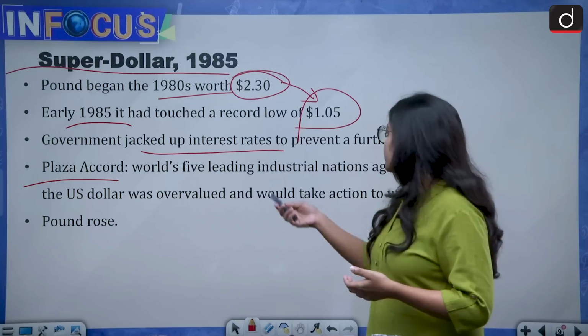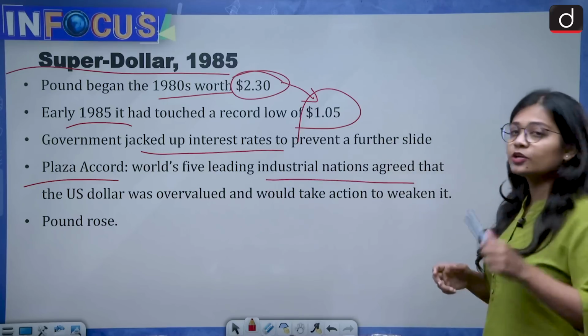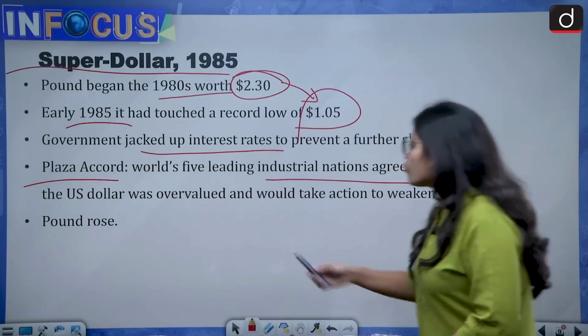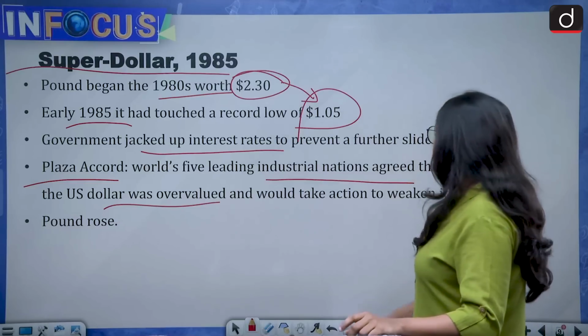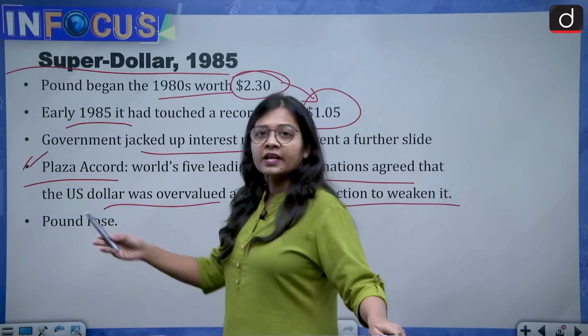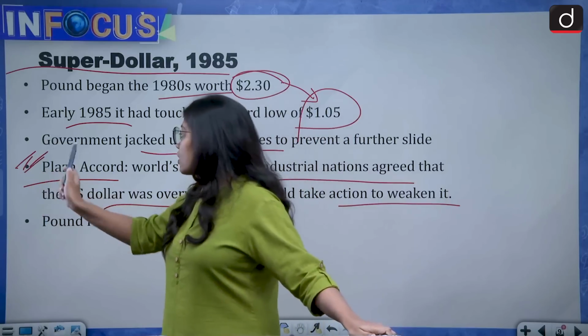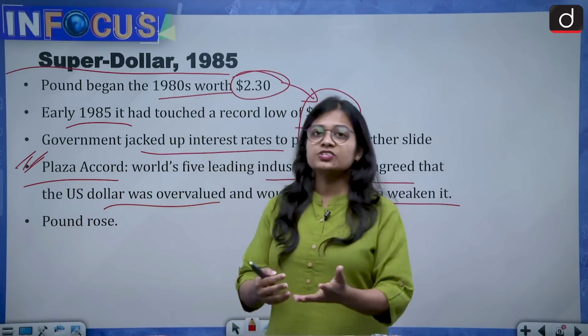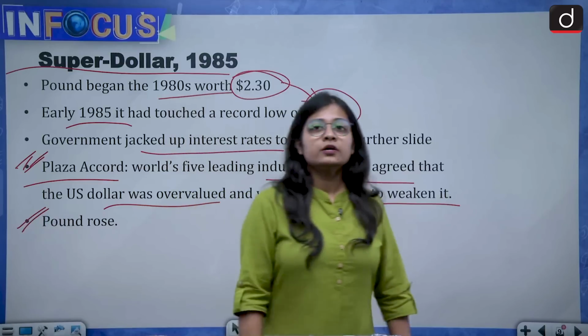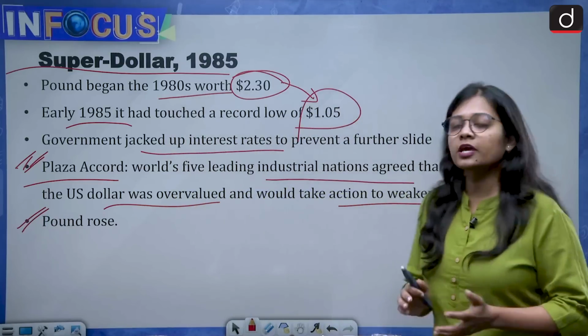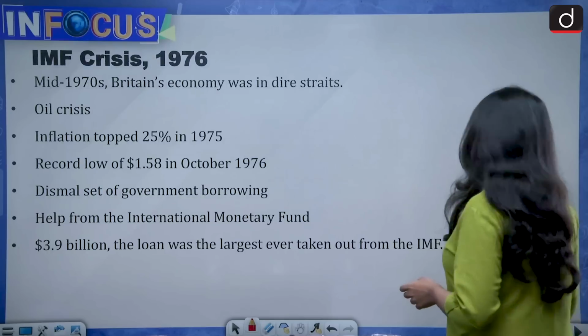Then the world's 5 leading industrial nations agreed that the US dollar was overvalued. The important word here is overvalued, and they would take action to weaken it. And as a result of the Plaza Accord, with all the 5 industrial nations coming together, the pound rose back to the initial position and became strong against the dollar.